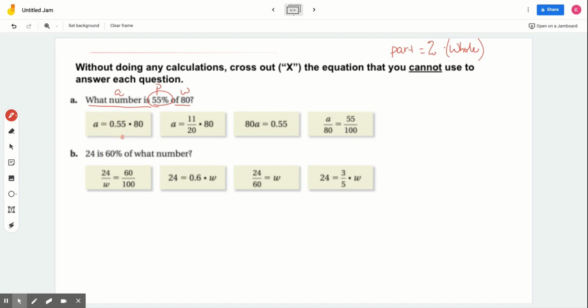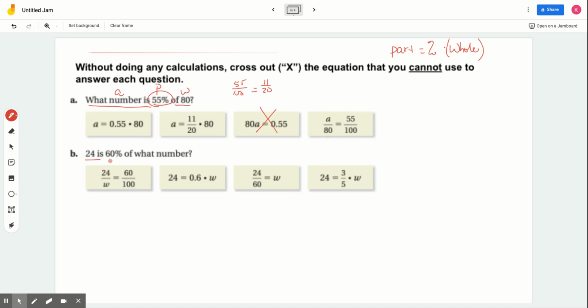So this one's okay. Now we could also write that percent as a fraction. 55 out of 100 can be reduced by 5 to 11/20. So option 2 is correct. Now, we can't multiply the part and the whole to get the percent. But we can use this fourth option, like we did yesterday with the percent proportion, to find the correct answer. So number 3 is not a correct way to find the answer.